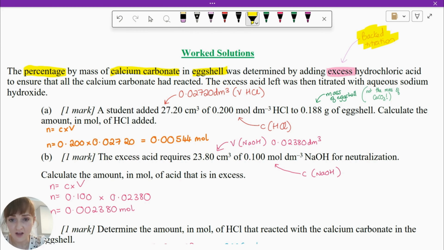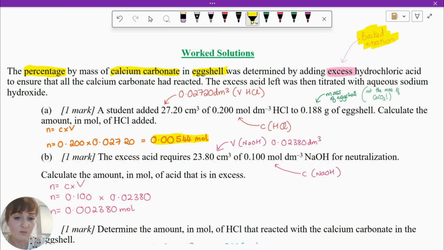So they first got that eggshell and they added it to excess hydrochloric acid. How much hydrochloric acid? They added it to 27.20 centimeters cubed of this concentration. Note that the first thing I'm doing is changing those volumes into decimeters cubed. You can assume that you're always going to have to do this. So once you have the volume turned into decimeters cubed and you can use the concentration, you can use that to work out the number of moles. So what I now know is the number of moles of HCl which was required in order to react with the eggshell.